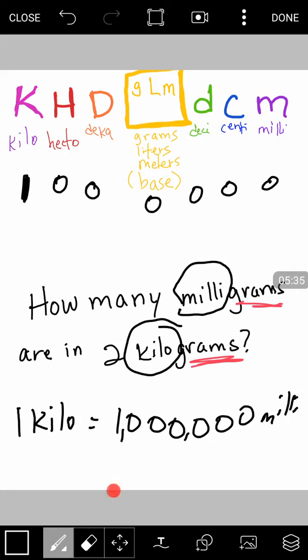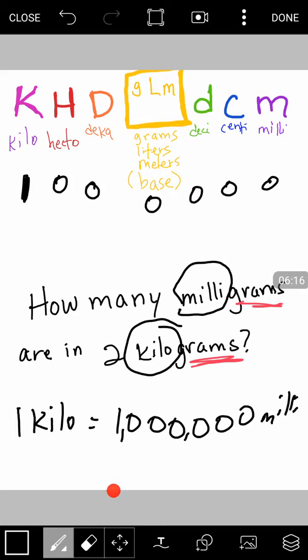Doesn't matter what you're talking about. Kilograms, 1 kilogram is 1 million milligrams. You're talking about liters, 1 kiloliter is 1 million milliliters. You're talking about meters, this is weird, kilometers. 1 kilometer is 1 million millimeters. 1 kilo jack squat is a million milli jack squats. All right, so that's how that is.